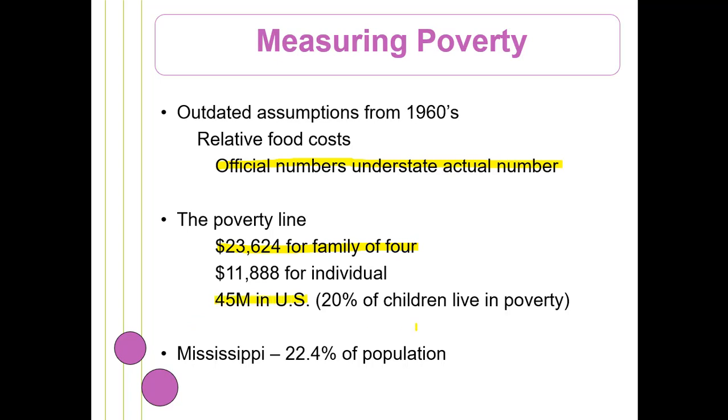45 million in the U.S. live in poverty, and 20% of all the children in the United States live in poverty. And it varies from state to state. Mississippi, for example, has 22.4% of its population living in poverty.